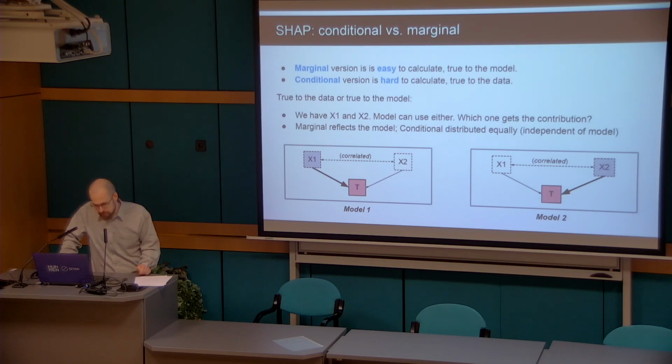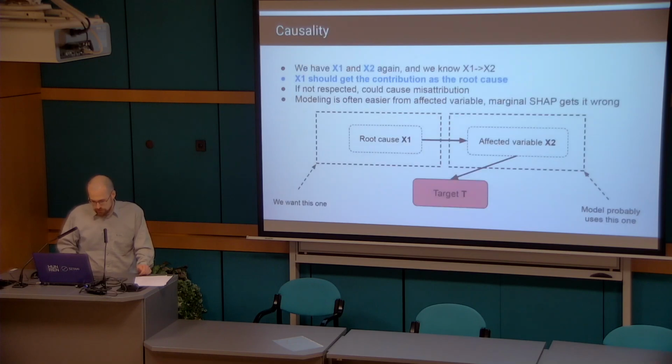In each case. And conditional SHAP is really hard to calculate. There are methods that build separate models for approximating distributions in the data to do this. We need to do conditional Shapley values because we don't want arbitrary decisions to be reflected in the explanations that we do. The second problem is causality.